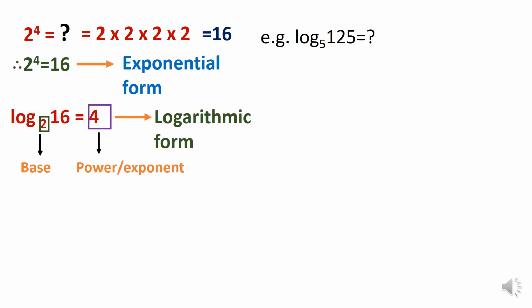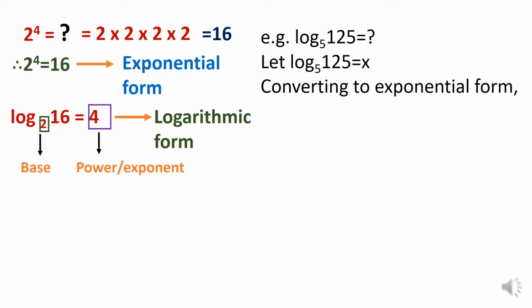Now take another example. What is log 125 to the base 5? Suppose we say that log 125 to the base 5 is x. Converting this to the exponential form, we get 5 raised to x is equal to 125. Compare this to the example already given, 2 raised to 4 is equal to 16, to understand how we got 5 raised to x is equal to 125.